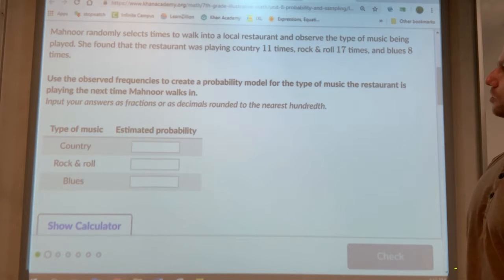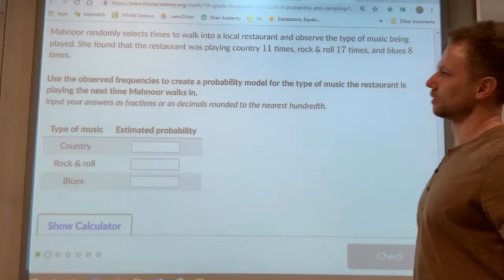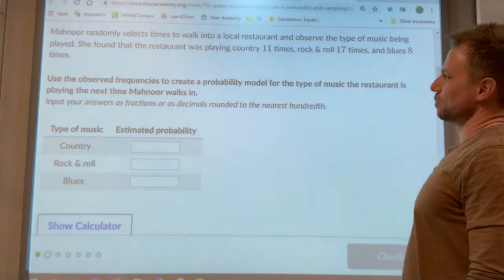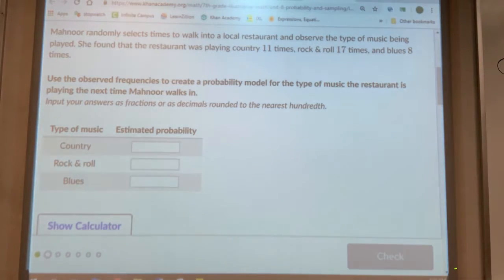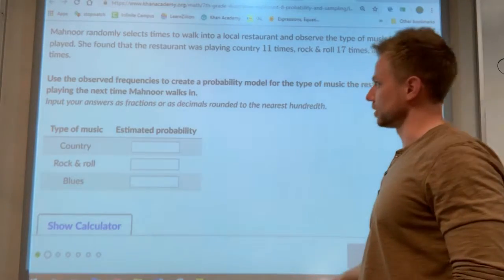She randomly selects times to walk into a local restaurant and observe the types of music being played. She found that the restaurant was playing country 11 times, rock 17 times, and blues 8 times. Use the observed frequencies to create a probability model of the type of music the restaurant is playing. Okay, so basically we're doing want over total three different times.